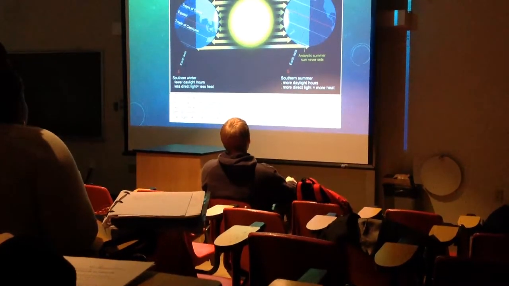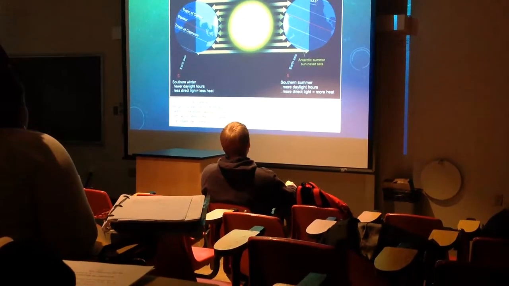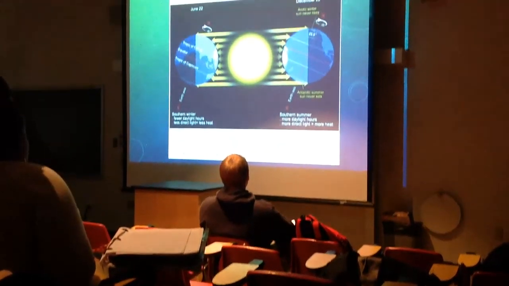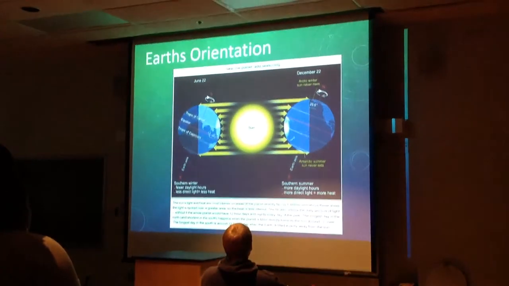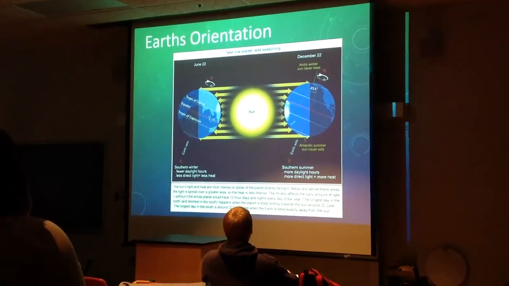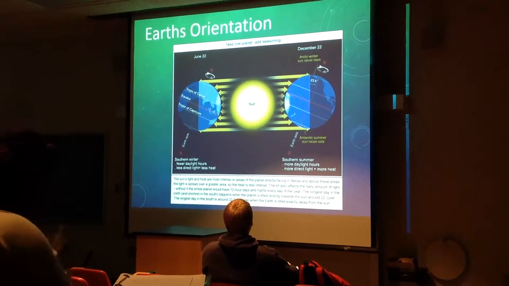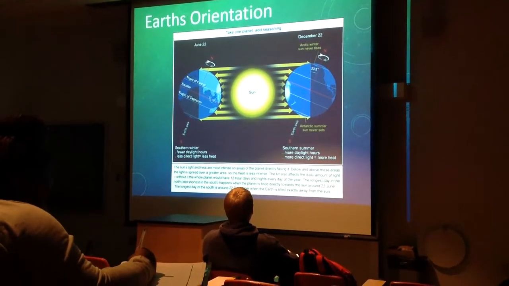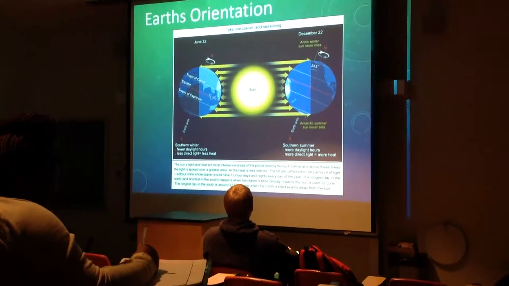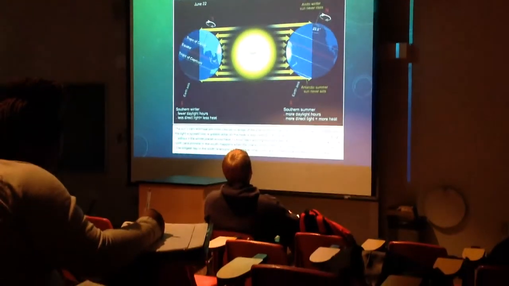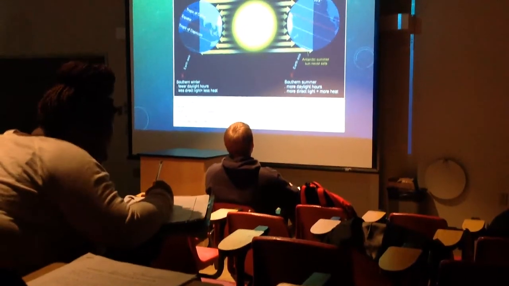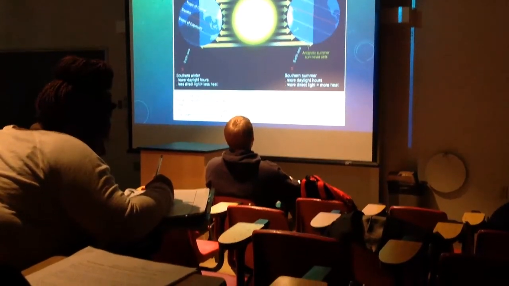So the tilt of the Earth is what causes seasons, not because we're closer to the sun in the summer, because we're actually closer to the sun right now. So in summer, we're further away, but because of the tilt of the Earth, we receive more sunlight. In winter, we're closer to the sun, but because of the tilt of the Earth, we don't get as much sunlight. It's also why we have a 7-hour day on December 22nd. So now we leave and it's dark out.